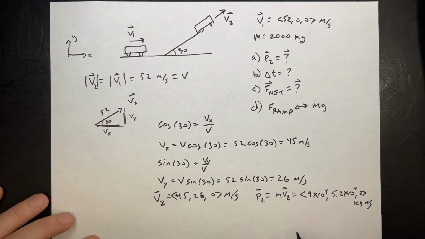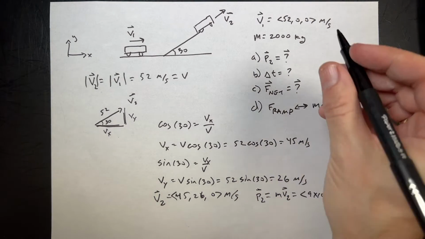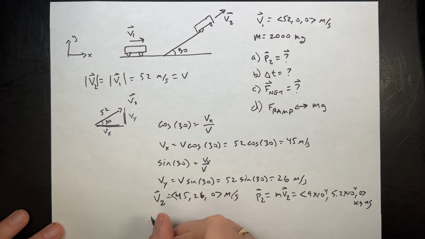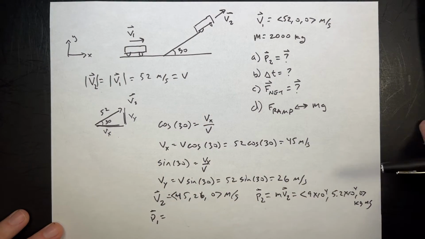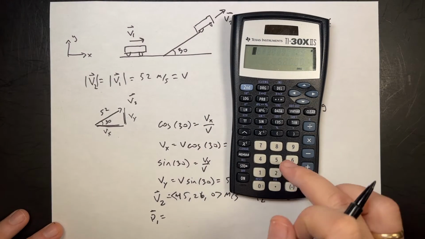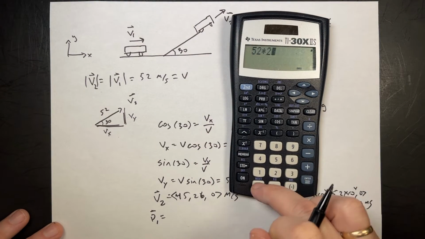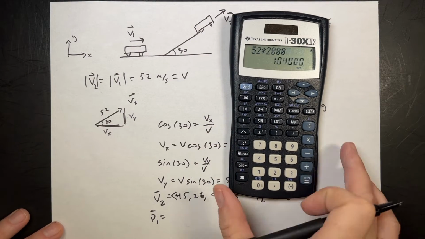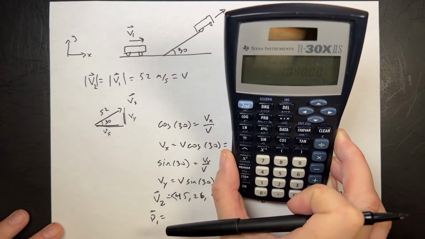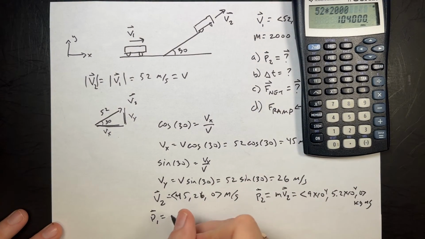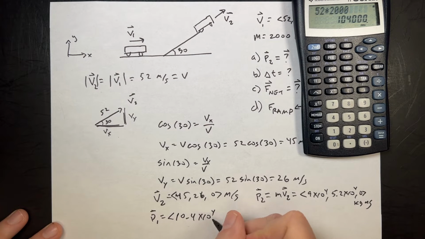So that's the first thing. That's the first part of A. And now let's go ahead and get P1 also. So P1 is the momentum at the beginning, and that's just going to be equal to 52 times 2,000. And that's going to be, let's say 10.4. I'm going to write it as that. 10.4 times 10 to the fourth, 0 kilogram meters per second.